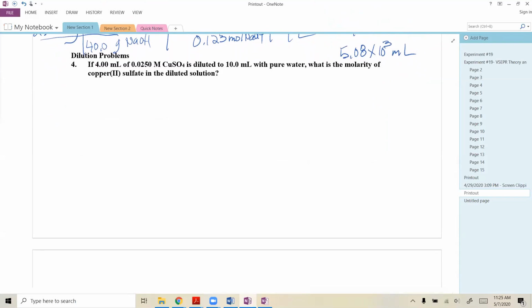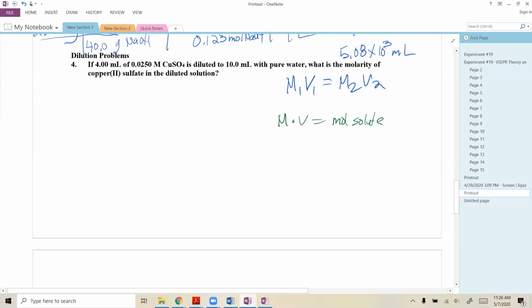From here, our next type of problems are what we call dilution problems. A lot of dilution problems can get solved with an equation that looks like this: M1V1 is equal to M2V2. What's going on in this equation is that if we take our molarity and multiply it by a volume, we're really finding the moles of the solute.